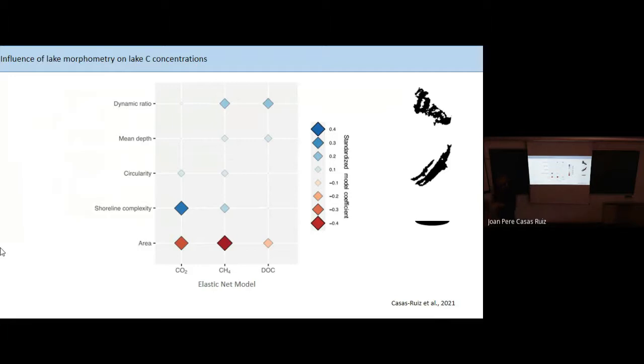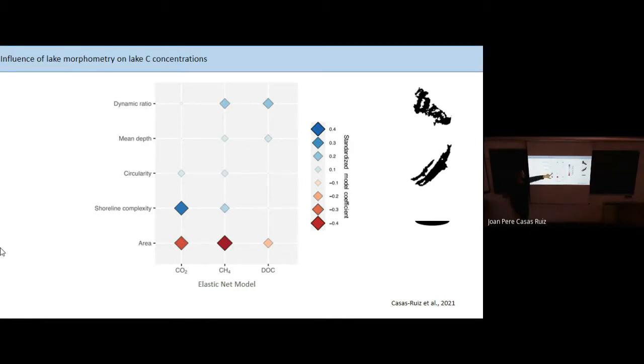So smaller lakes tend to have higher concentrations of carbon dioxide, methane, and VOC. This is actually not new. This has been observed before in the literature, and it's related to gas exchange because larger lakes tend to have a higher turbulence. But we also found that the shape of the lake also matters.